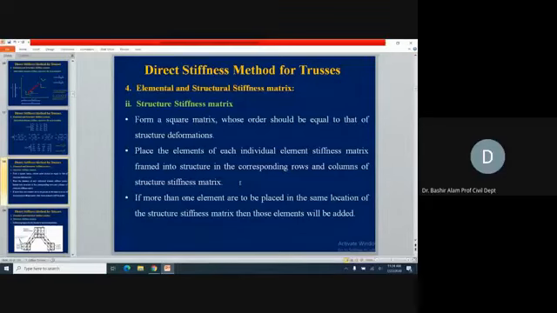If more than one element are to be placed in the same location, we'll discuss at a joint. Let's say 2 members are meeting, so it means 2 members are contributing. So here the contribution from the one member as well as from the other member, from both members, will be coming. So you can just add them up, you can just superimpose them. So if more than one element are to be placed in the same location of the structural stiffness matrix, then those elements will be added.